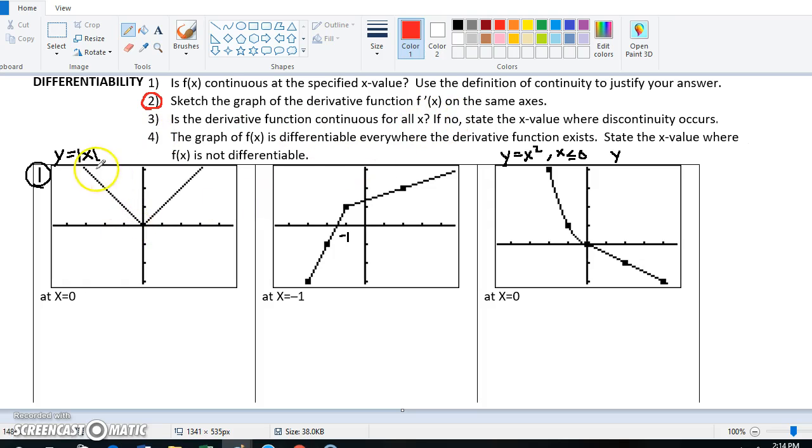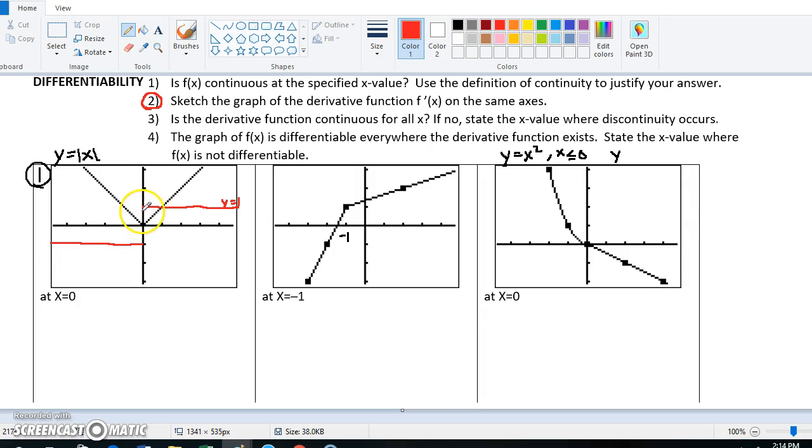Okay, so if we look at the first function, the absolute value, we know that the slope when x is greater than 0 is the slope of this positive linear function, and the slope is 1. So we're going to draw a horizontal line at y equals 1. If you look at the left-hand piece, that slope is -1. Again, a horizontal line at y equals -1.